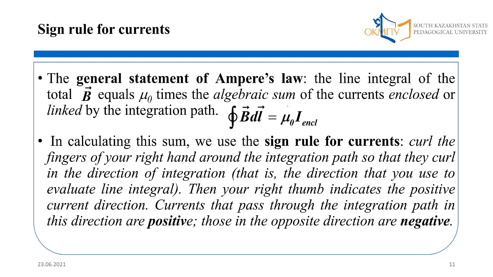So the general statement of Ampere's law is the following. The line integral of the total magnetic field equals the magnetic constant mu0 times the algebraic sum of currents enclosed or linked by the integration path. For our picture, the enclosed current will be minus I2 plus I3. That is all, because I1 is not enclosed by this integration path.